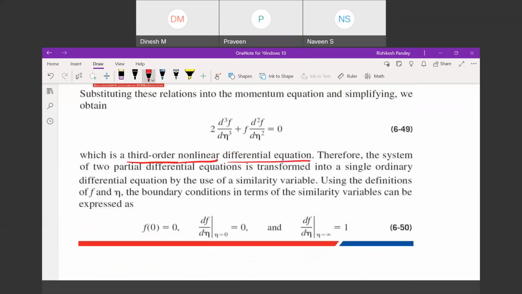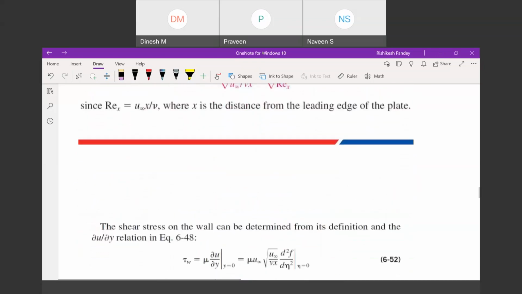They have asked this also, whether it is a partial differential equation, ordinary differential equation, or like that. So this is our ordinary differential equation: third order non-linear ordinary differential equation. This is the derivation which you don't have to study right now.